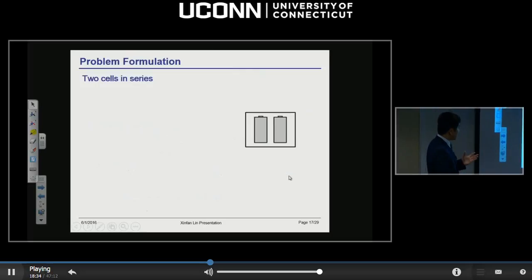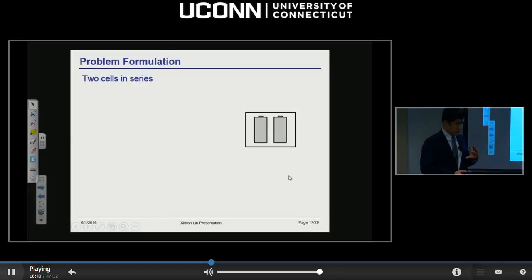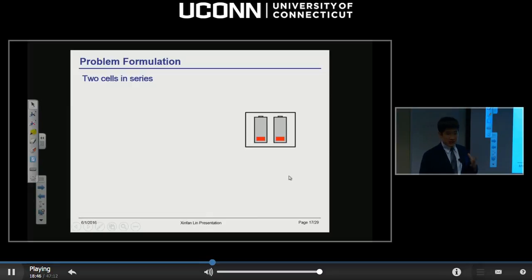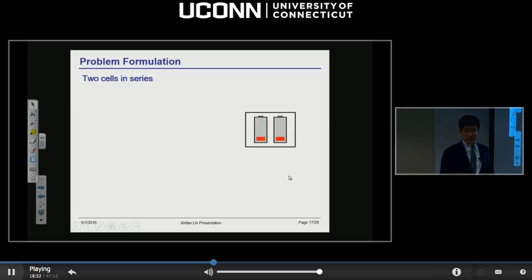And so suppose that we have two cells in here, and they're connected in series. So the currents flowing in and out of these two cells are the same. So ideally, they should have the same amount of energy, so that the SOC and the voltage should be the same. If this is always the case, then my life is going to be really easy. I can take the total voltage divided by two, and I can get the single cell voltages.